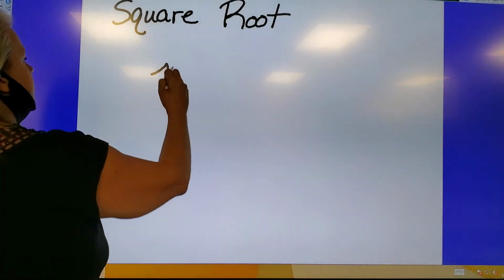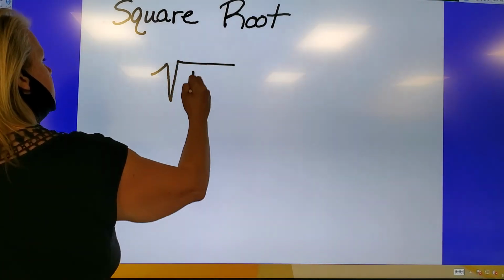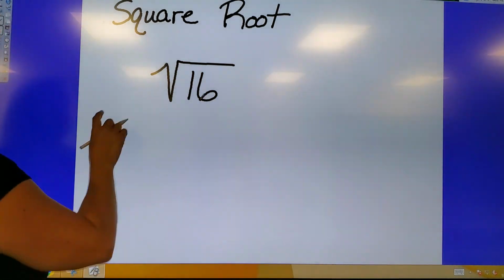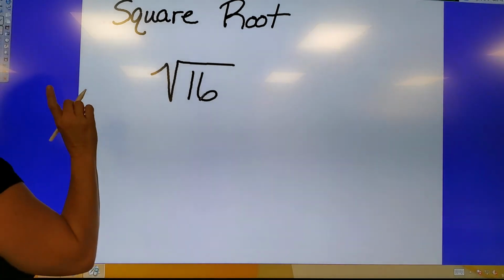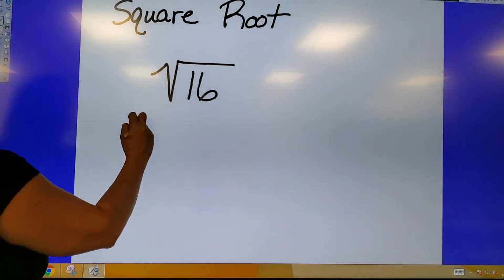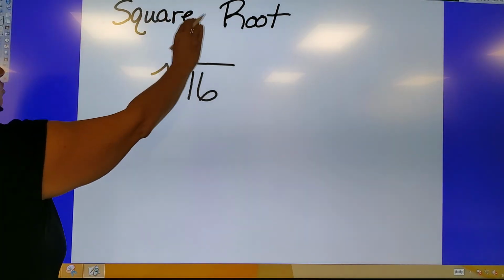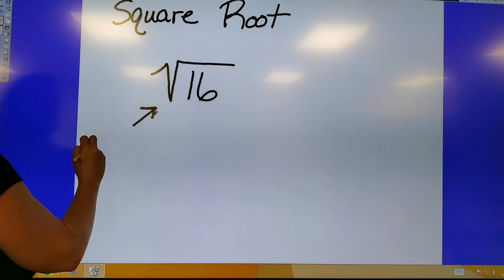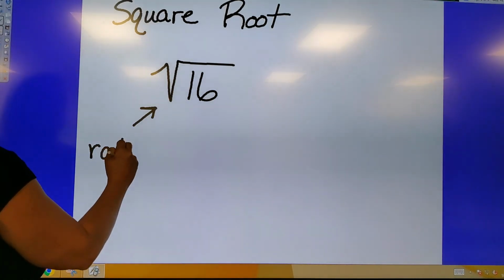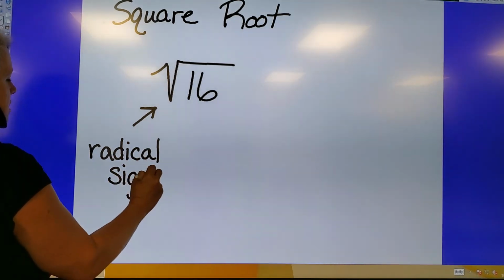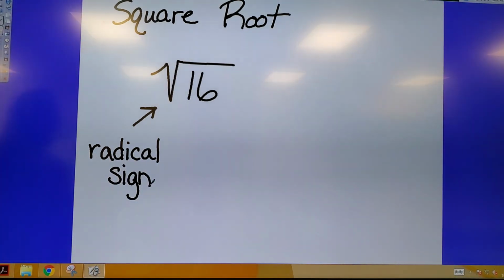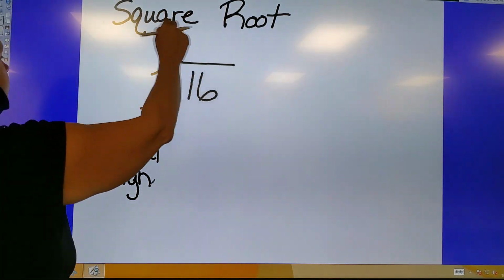So for instance, if you take the square root of 16, this symbol here, it looks a lot like a division symbol, but it's not a division symbol at all, okay? This symbol is for when you take a square root. Technically, it's called a radical sign. I know that's kind of a weird name. I'm not really sure why they named it that. But a radical sign is for when you are taking the square root of a number.